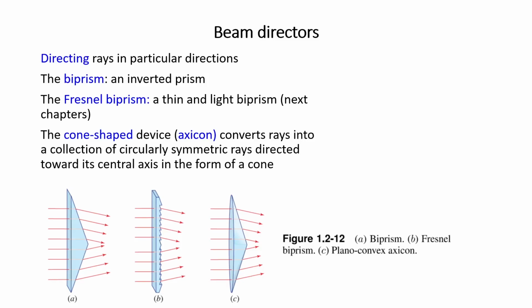Likewise, we have a cone-shaped device or axicon that converts a ray into a collection of circularly symmetric rays directed toward its central axis in the form of a cone as shown in figure C. You can also see a real axicon on the right side. We will touch more on these devices in next chapters.